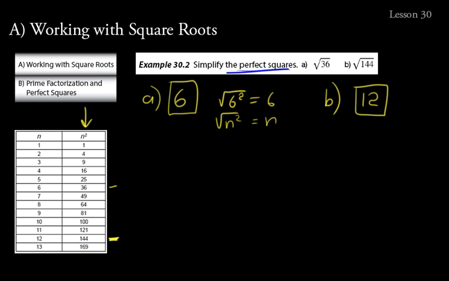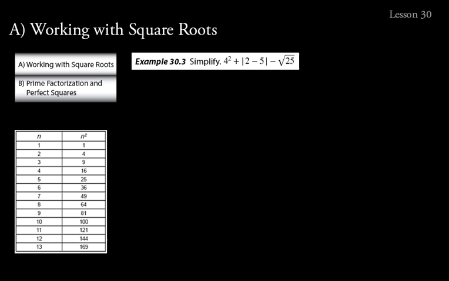That's our answer. Of course, you could rewrite it as the square root of 12 squared, and then you can see based on this rule here that it equals 12. Problem 3, simplify. So we have an order of operations problem.